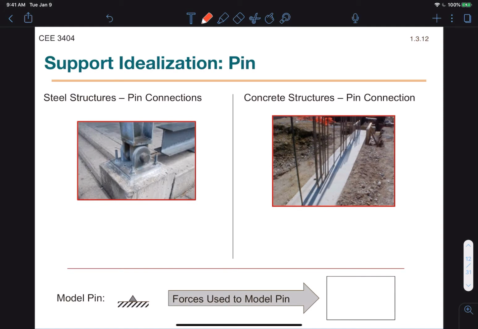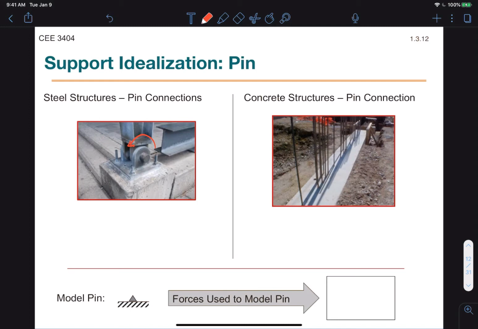We'll start with supports, and we'll start with the pin support. So in steel structures, the pin support looks like what you see on the left, right? Literally a pin. And the pin keeps that member fixed in both the X direction and the Y direction. So it's only able to rotate around that point.